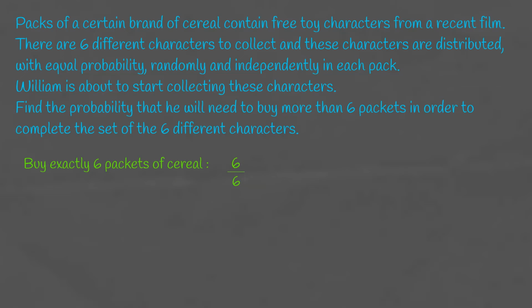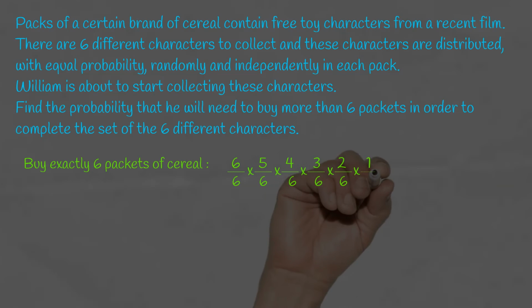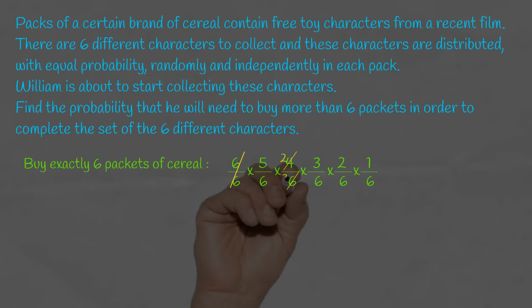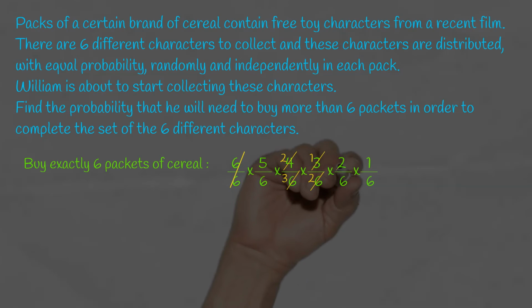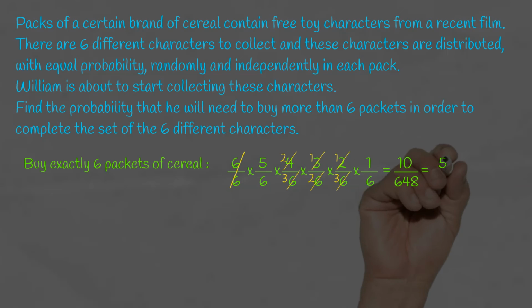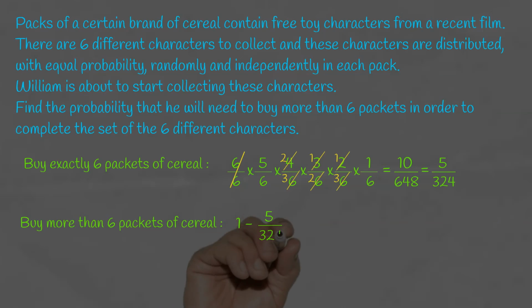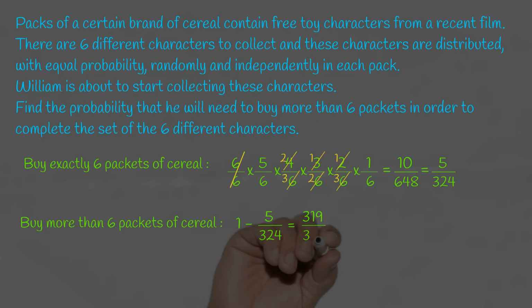So for the first packet, we know we're going to get a character. There's a 6 in 6 chance of getting one. For the second packet, there's only 5 characters left to get, so we've got a 5 in 6 chance of getting one we haven't got. In the third packet, there's only 4 characters left that we haven't got, so we've only got a 4 in 6 chance of getting one, and so on. If we simplify the fractions like this, then we get the answer 10 over 648, which reduces down to 5 over 324. And then for the final answer, we subtract that from 1, which gives 319 over 324.